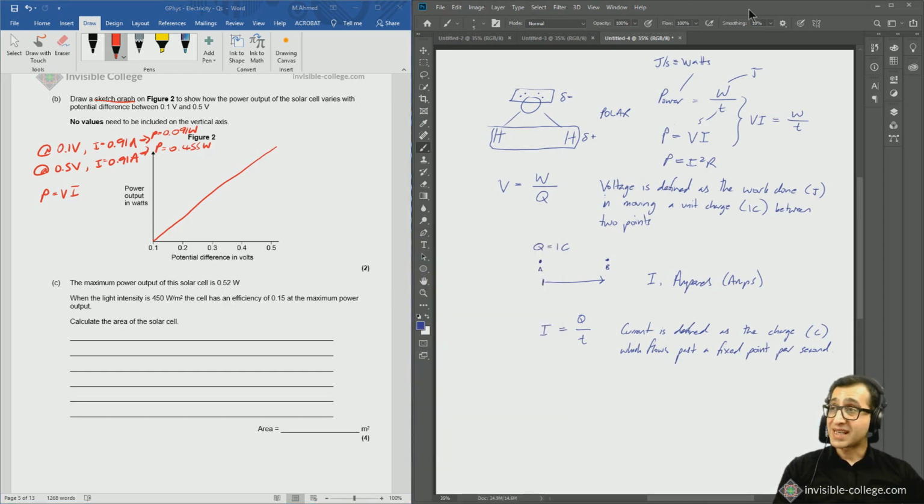Efficiency is, again, one of those general concepts that you will come across in physics. So there's a general term for efficiency. Whenever energy is being transferred, whenever work is being done by a device, it can either do so efficiently or inefficiently.